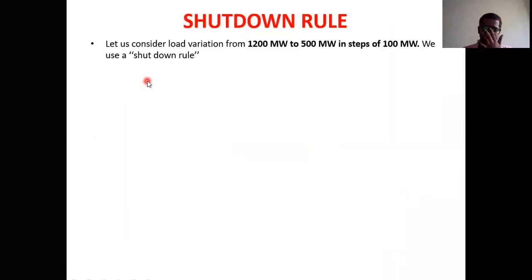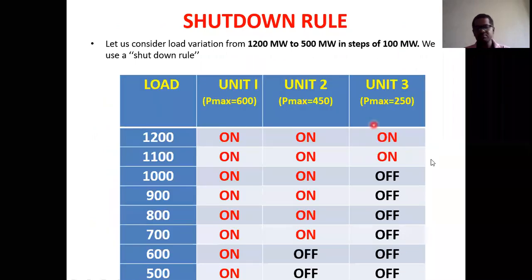For example, let's consider a shutdown rule. Our maximum load is 1200 megawatts and the minimum load is 500 megawatts. Let us assume the load varies in steps of 100 megawatts. Then you will see here how we can operate all the 3 units. So let us consider a truth table for the particular load curve. The maximum load is 1200 and the minimum load is 500 megawatts.